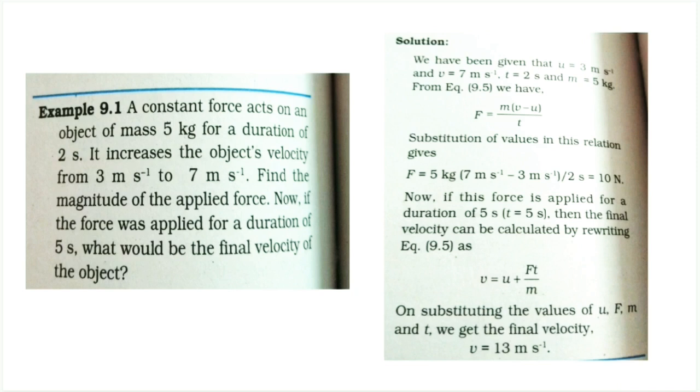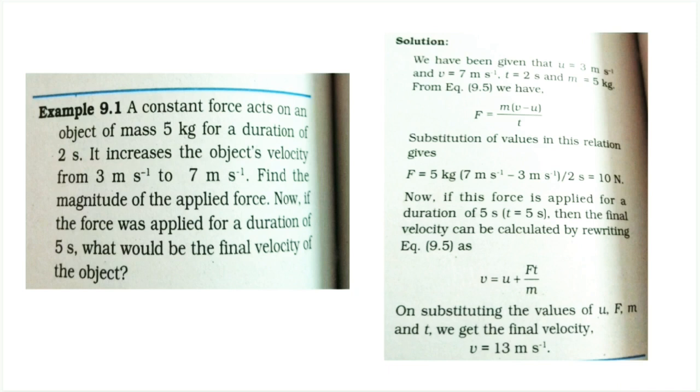Solution. First of all, let us examine what is given here. The initial velocity u equal to 3 meter per second, final velocity v equal to 7 meter per second, time duration t equal to 2 seconds, and the mass of the object m equal to 5 kgs are given.